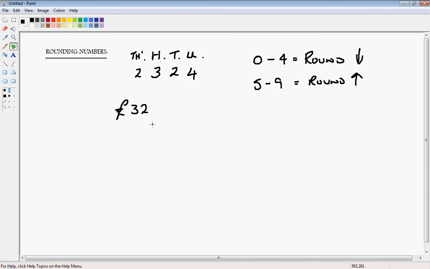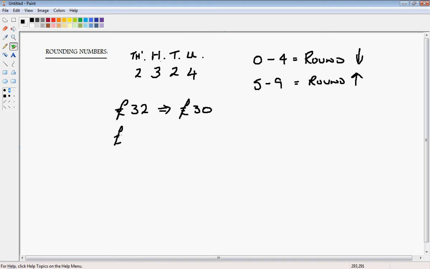Okay, so let's say you had £32, and I said, to the nearest £10, how much have you got? Now we know these are the tens, 30. So we have the next number is the unit. So this is the number that we're going to round. Now because 2 is between 0 and 4, we would just round down. So this becomes 0. So this would become £30, because this is £30 to the nearest £10.